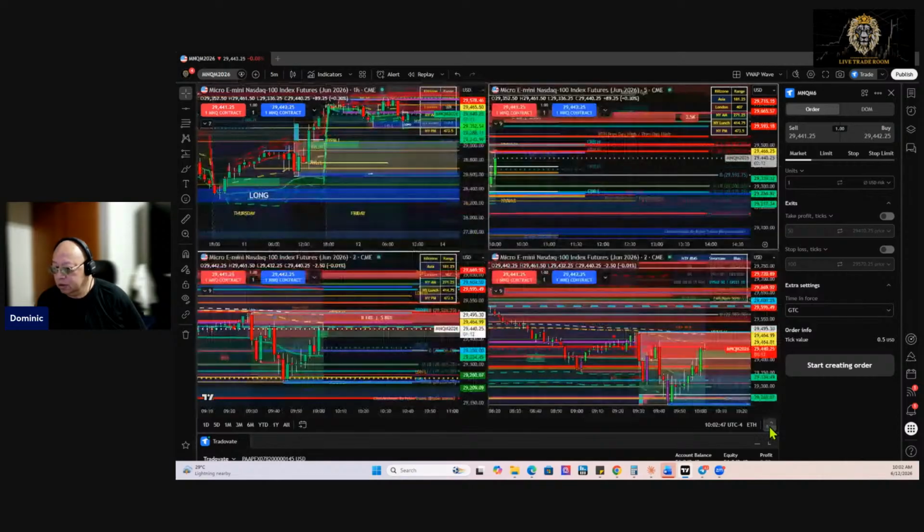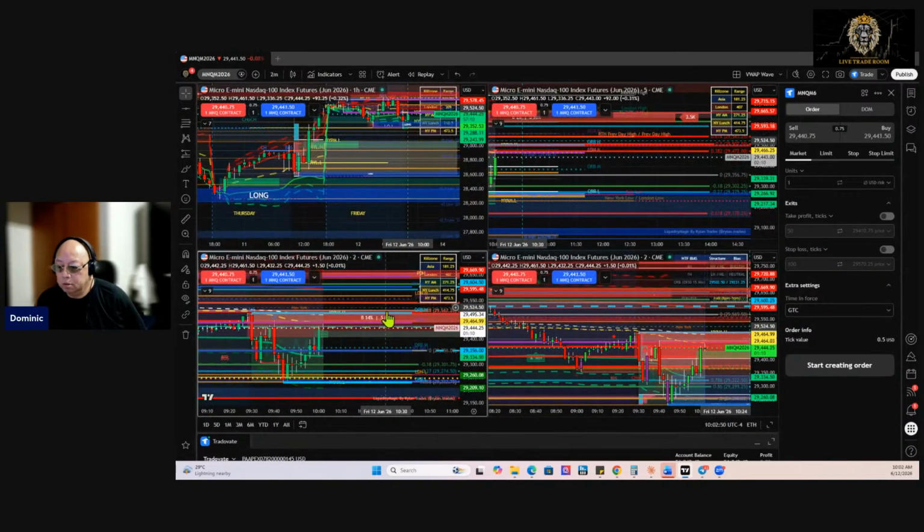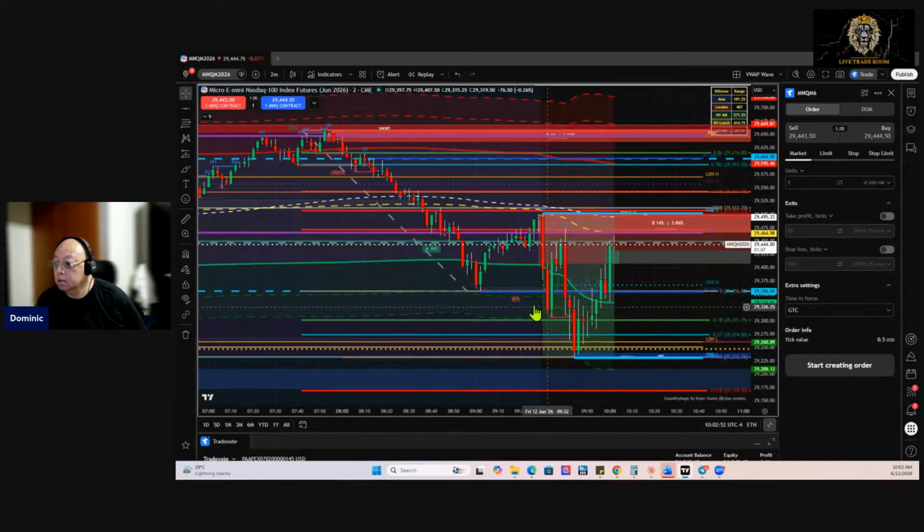If you look at the 2-minute, it's already bouncing off this, right? Yeah, see. So we do have a liquidity pool right here. See that? Sellers, 86%. But we do have a fair value gap right here. So I want to see this fair value gap broken if I want to take the short all the way back down, basically down here.